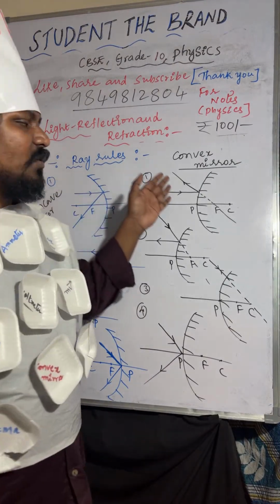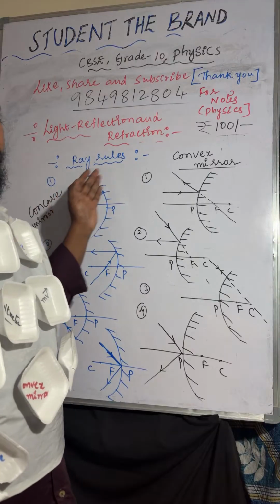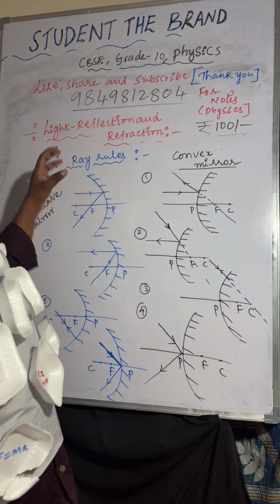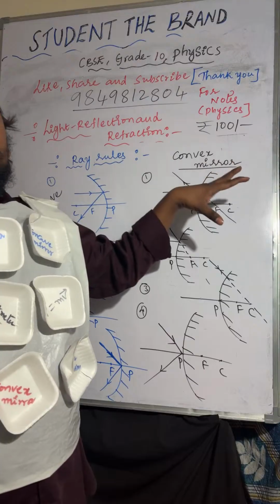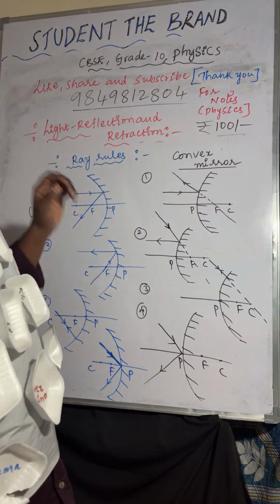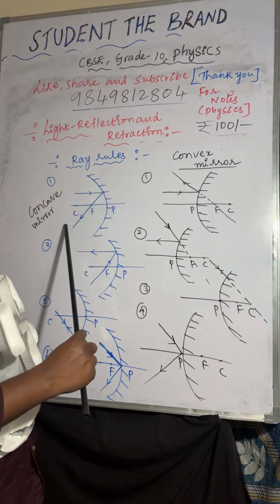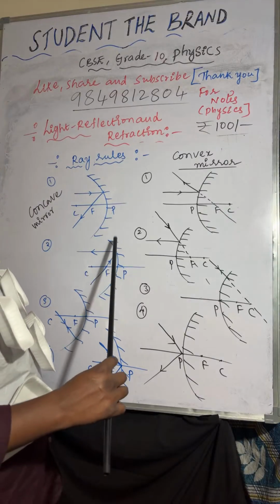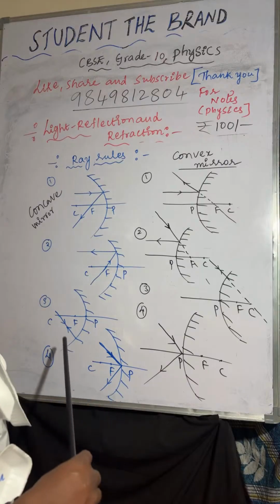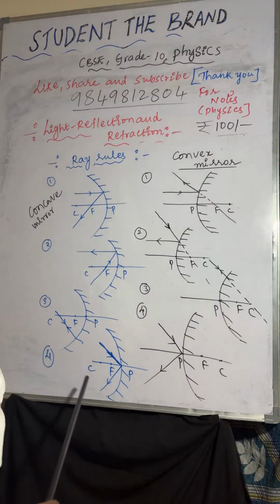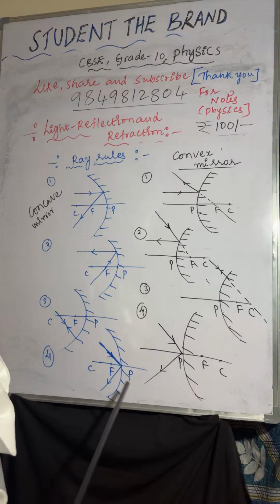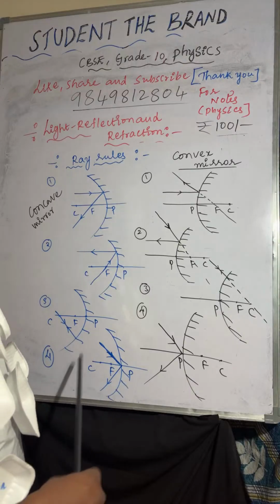So concave mirror and convex mirror. The ray rules of concave mirror and convex mirror are similar. Light ray coming from infinity, after reflection passes through focus. Light ray passing through focus, after reflection moves towards infinity. Light ray passing through center of curvature retraces its original path. Light ray incident at the pole reflects back.